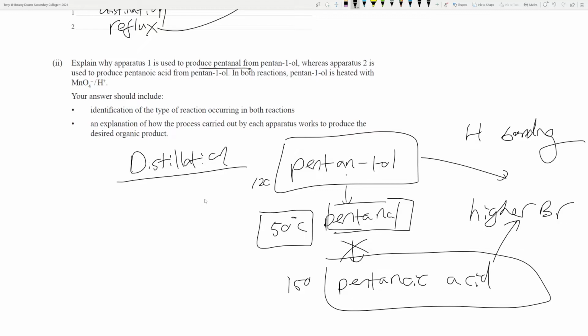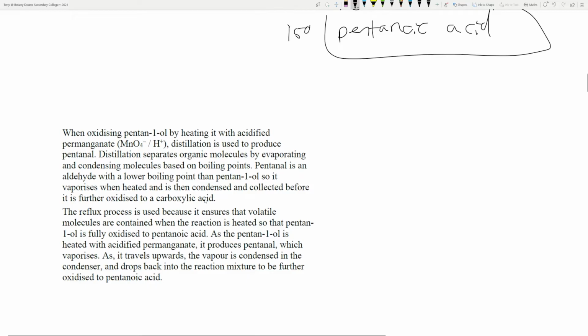Whereas with reflux, you crank up the heat. You don't care if it turns into pentanal or not, because you just want the pentan-1-ol to turn to pentanoic acid. Just make sure all of it reacts. So to maximize the rate of reaction, you heat it up as much as you can. And that's how it works.